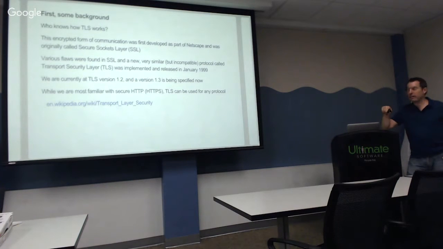TLS, transport layer security, was implemented and released in January '99. And there was an update. I think 1.1 was in 2006, and 1.2 was released in 2008. They're working on 1.3 now, which is interesting. 1.3 is going to be all ephemeral key exchanges. So 1.3 is all about forward secrecy, and I'll explain what that is later. Once 1.3 is out and fully deployed to all the browsers, you don't have to worry about the NSA quite as much, at least.